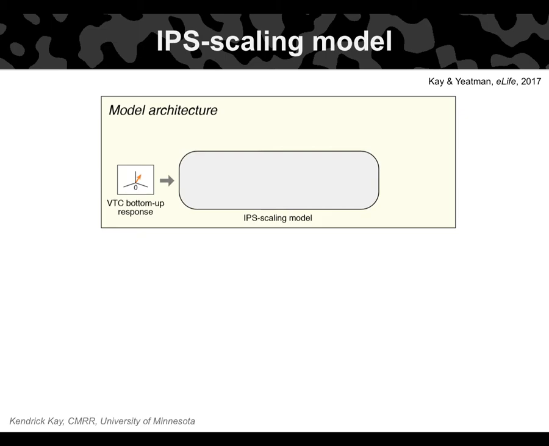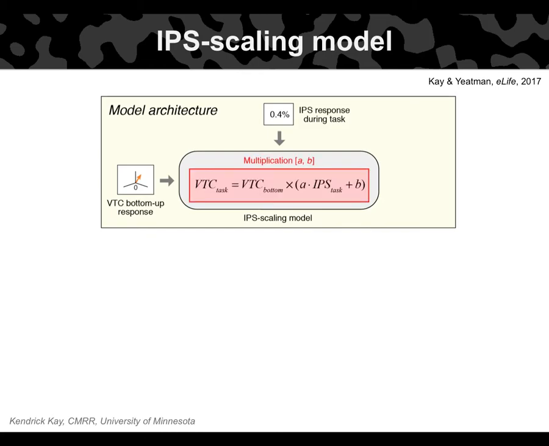We want to predict what we observe when subjects perform a cognitive task, and to do that, we take the measurement of activity in the IPS for a given stimulus, and we basically multiply it in. So a very simple equation. So ventral temporal cortex response during the task is just the bottom-up response multiplied by a scaled version of the IPS activity, and that gives us some prediction. So very, very intuitive. Basically, this vector is just getting scaled away from the origin, where the amount of scaling is given by the IPS measurement.